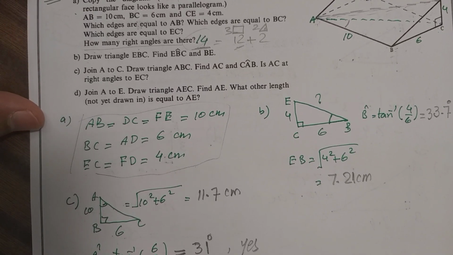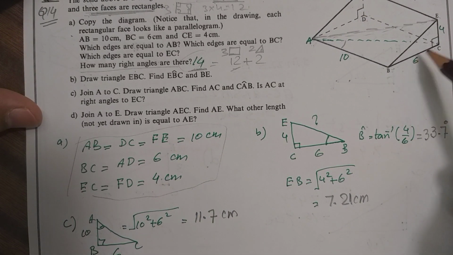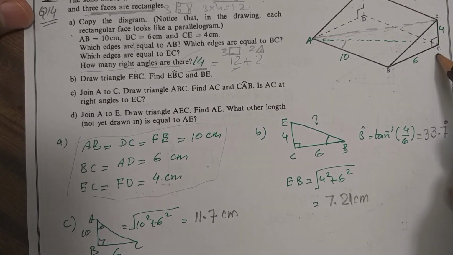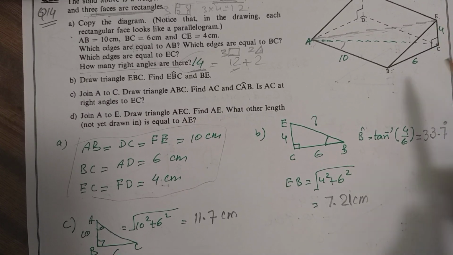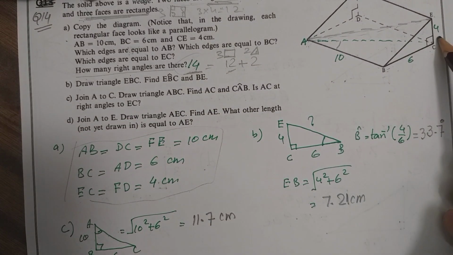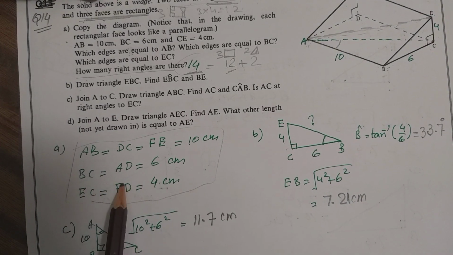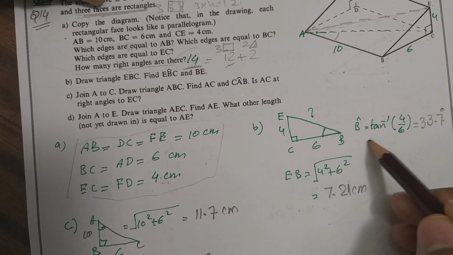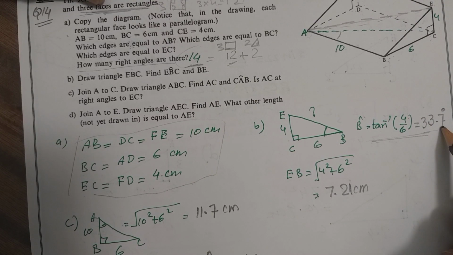Okay, next, draw triangle EBC. So we need to draw EBC here. Here EBC, this is B. So BE equals 4 and BC equals 6. So this is the information. You can plot the information over here. Then find the angle: this is opposite, this is adjacent. Again we apply the tan formula. So tan inverse of 4 over 6, and after simplifying you find 33.7.